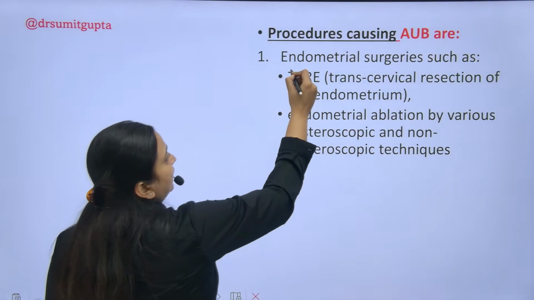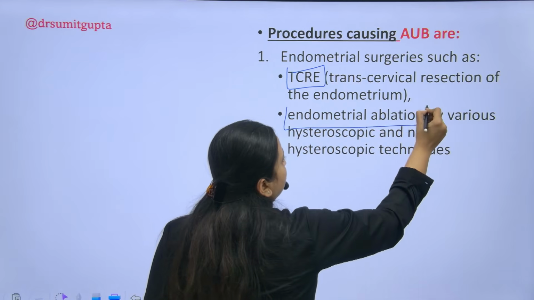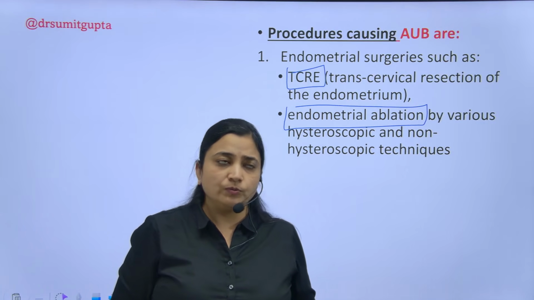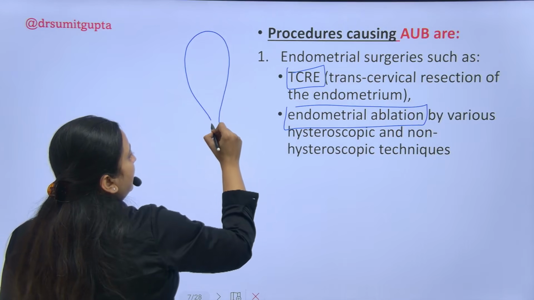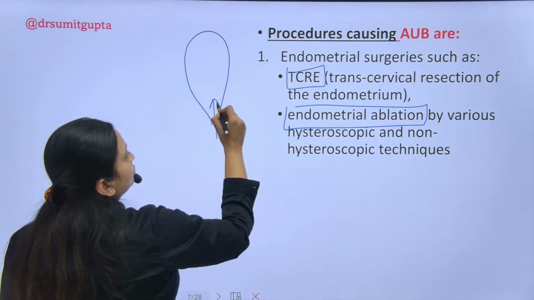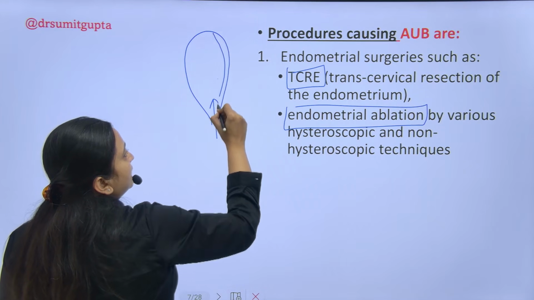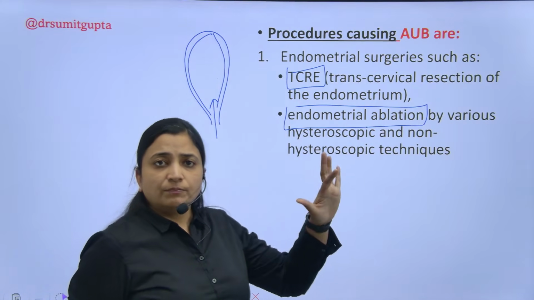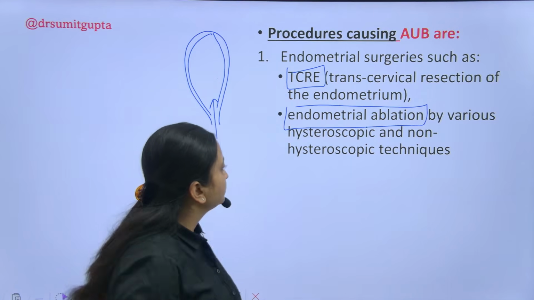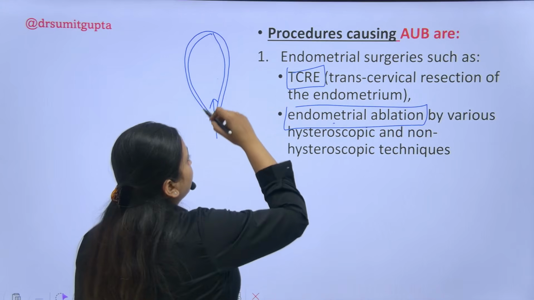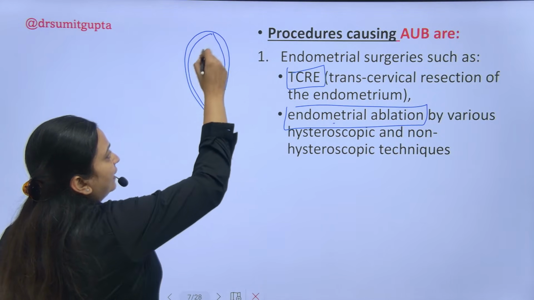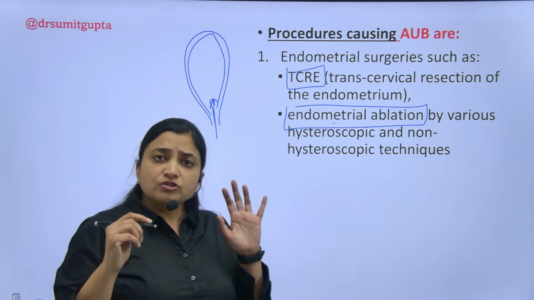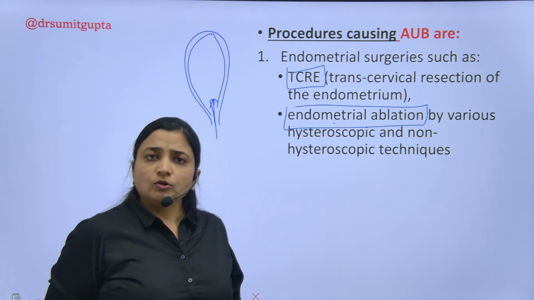Now there are some procedures like TCRE and endometrial ablation. What are these? These procedures are used to decrease the amount of bleeding in patients of AUB. This is the uterus and the cervix. Transcervical, through the cervix, we introduce an instrument to resect the endometrium partially, so that in the long run there is decreased bleeding. But such procedures may lead to irregular bleeding in the initial few months. Endometrial ablation is very related to this, where we introduce a hysteroscope inside and then ablate the endometrium. So treatment history includes drugs as well as devices, as well as any procedures which were being done on the endometrium which are leading to AUB.